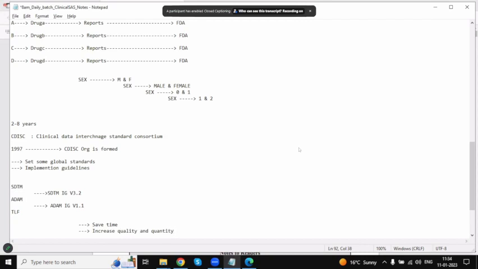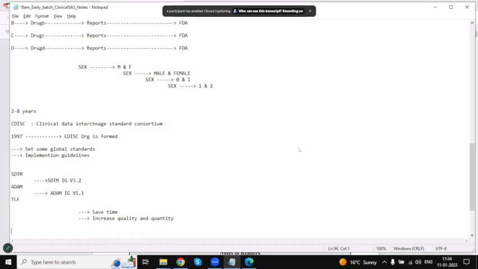Okay, once everyone is following standard guidelines, obviously the quality of the process will increase, and once you save that time, the quantity will also increase. For example, if in 2 years they were approving 1 or 2 drugs with the previous method, now they are approving 5 to 6 drugs. So the quantity also increased. Like this, it saved time and increased the quality and quantity once everyone follows the CDISC standards.